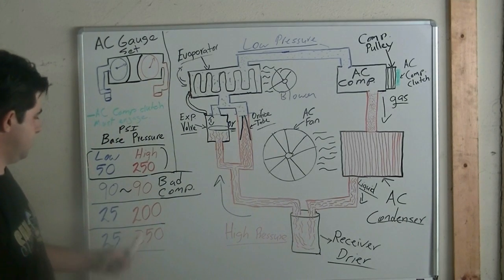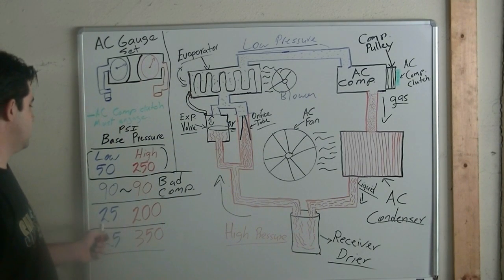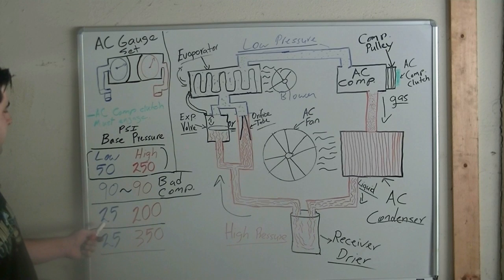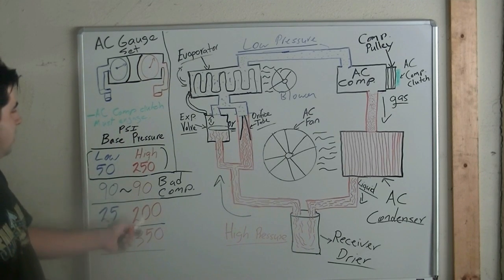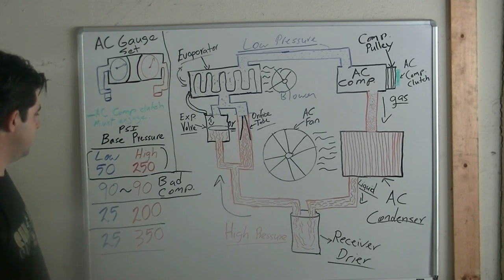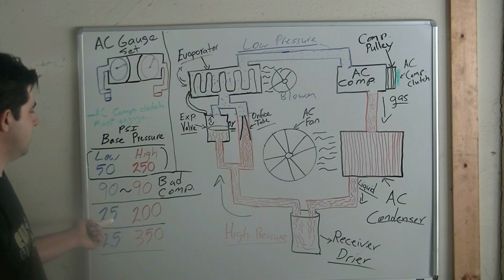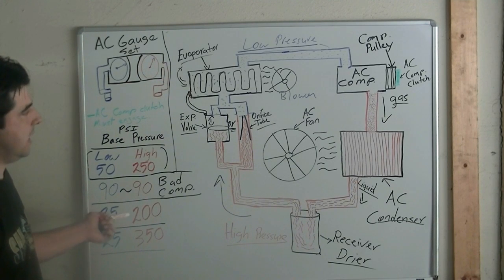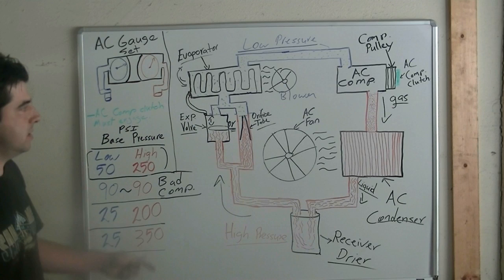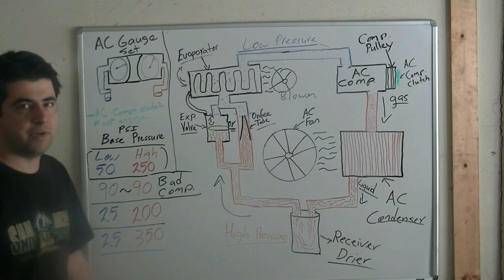Okay, so next let's move on to the next numbers. For this one, we got 25 on the low side and 200 on the high side. Now this is lower for both the high and low side. When you get lower on both sides, basically when you get these numbers, it usually just means that you have low freon in the system.